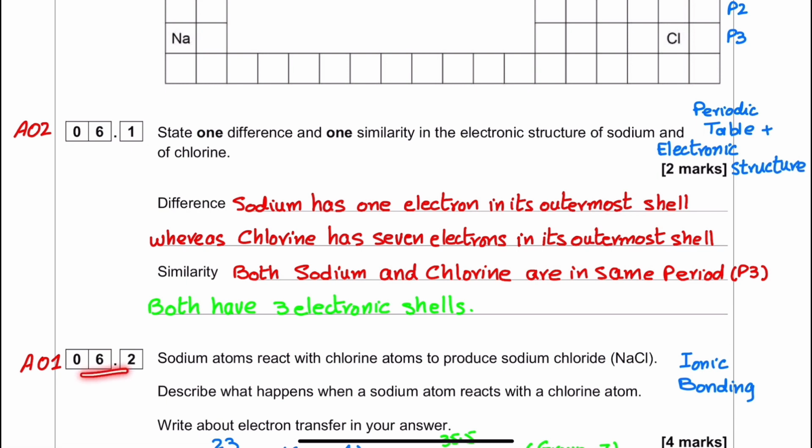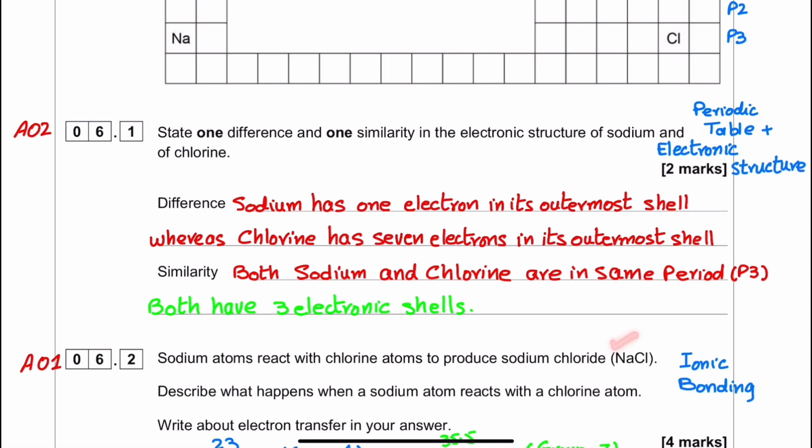(6.2) is an AO1 question, and this question is from ionic bonding. Sodium atoms react with chlorine atoms to produce sodium chloride, NaCl. Describe what happens when a sodium atom reacts with a chlorine atom. Write down electron transfer in your answer. We know that sodium belongs to group number 1. It has 1 electron in its outermost shell. And chlorine belongs to group number 7, and it has 7 electrons in its outermost shell.